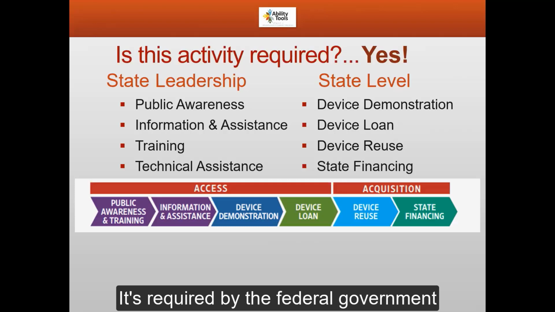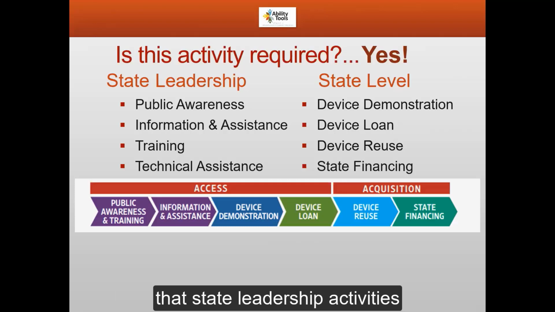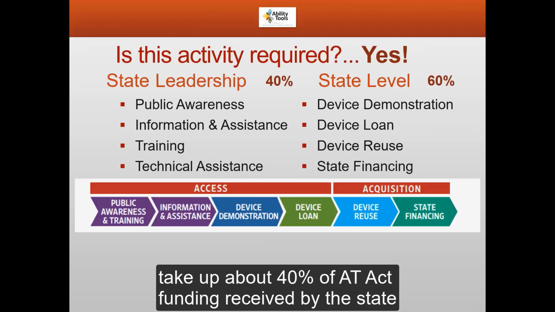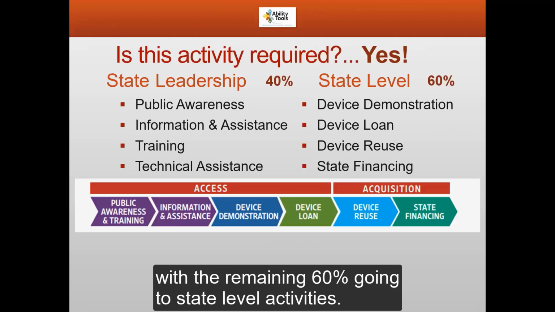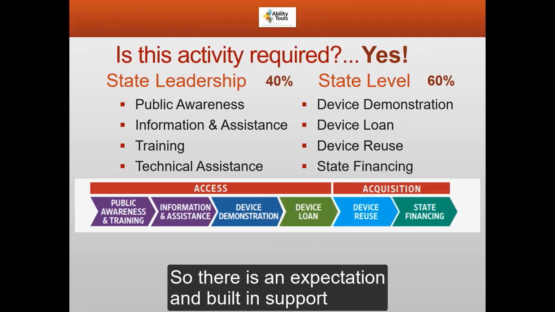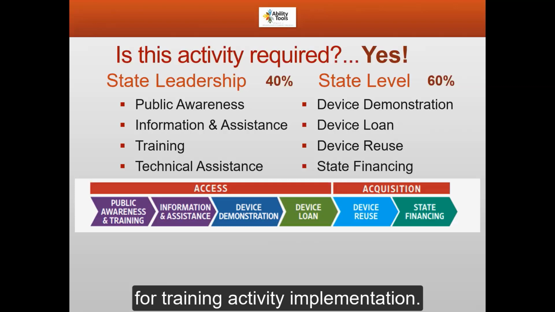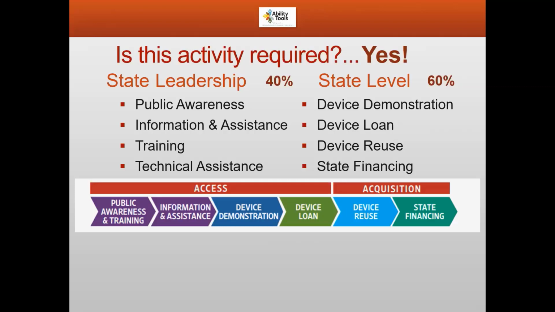It's required by the federal government that state leadership activities take up about 40% of AT Act funding received by the state, with the remaining 60% going to state level activities. So there is an expectation and built-in support for training activity implementation.